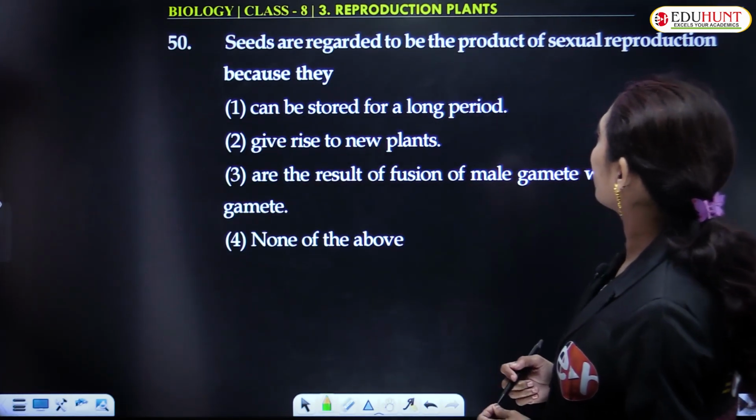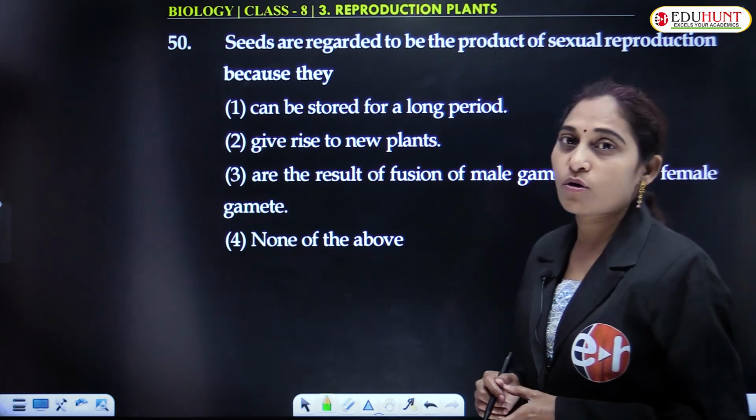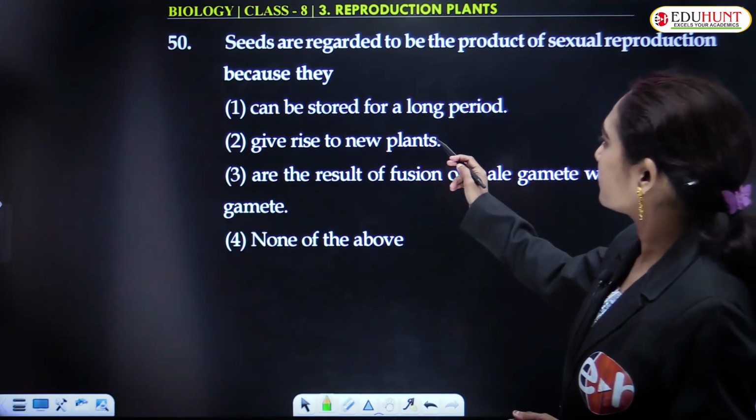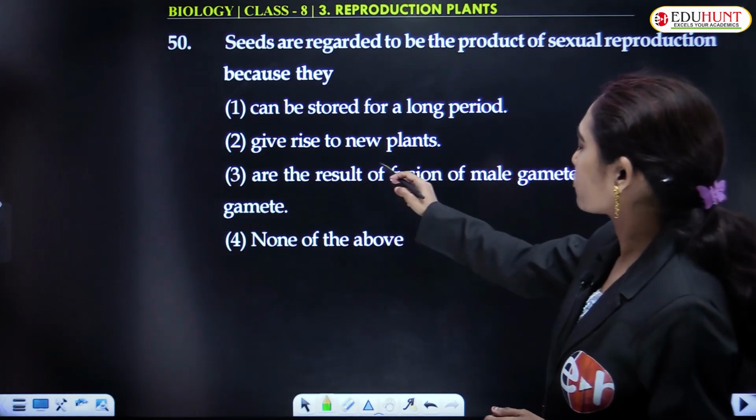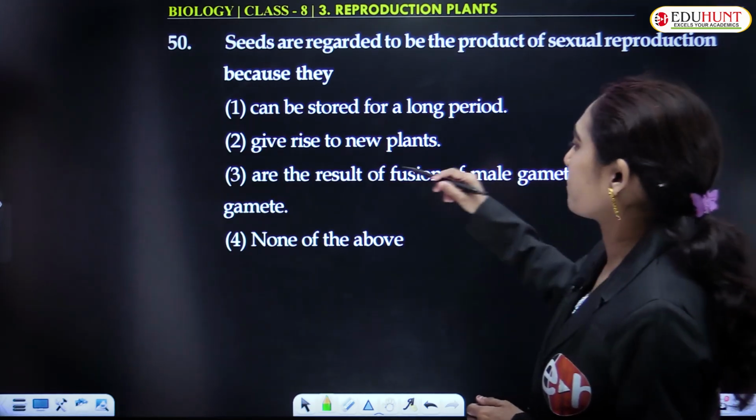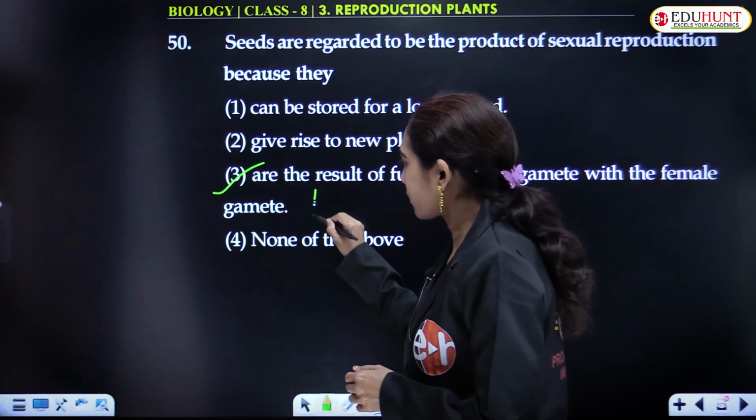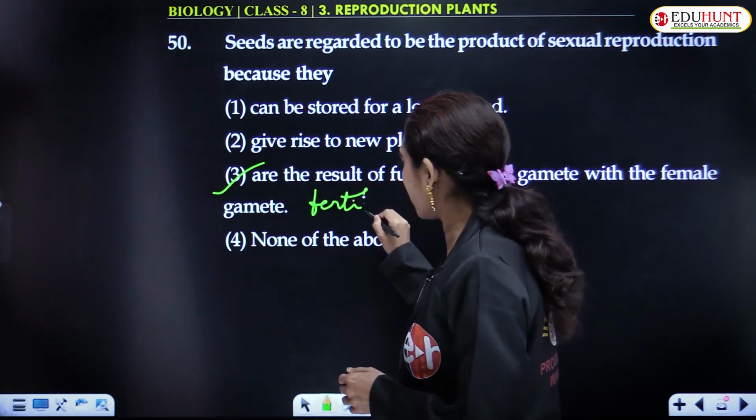Seeds are considered to be the product of sexual reproduction because they can be stored and give rise to new plants. They are the result of fusion of male and female gametes, that is, the products of fertilization.